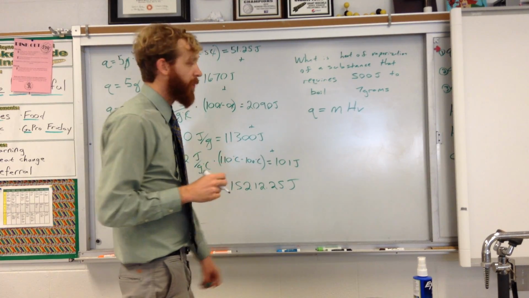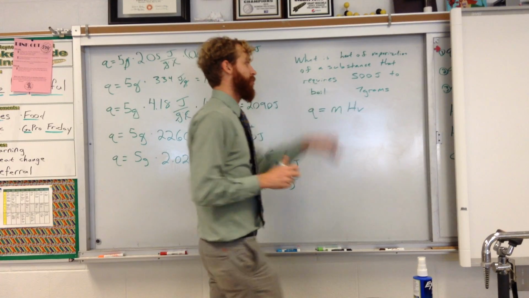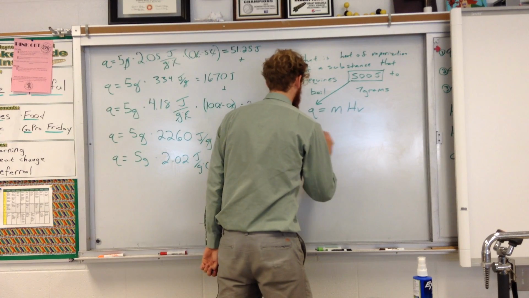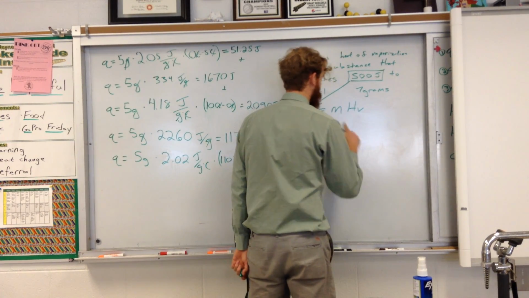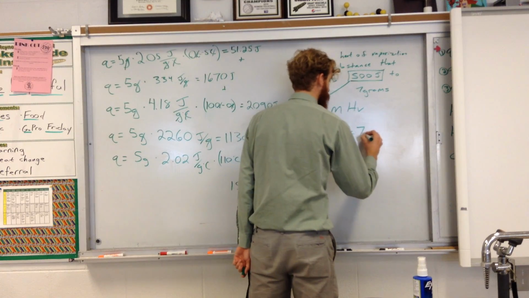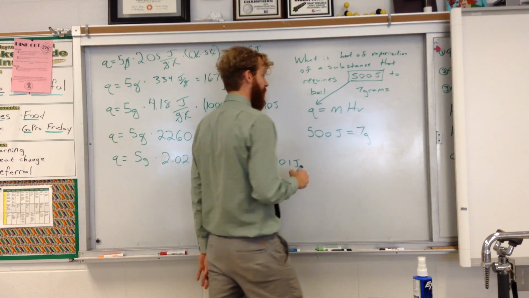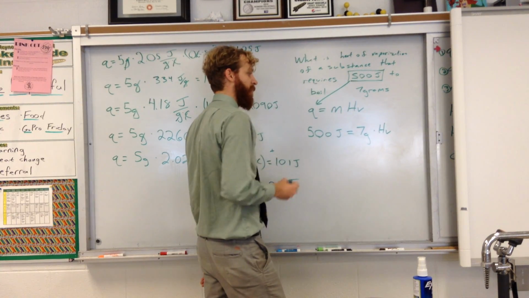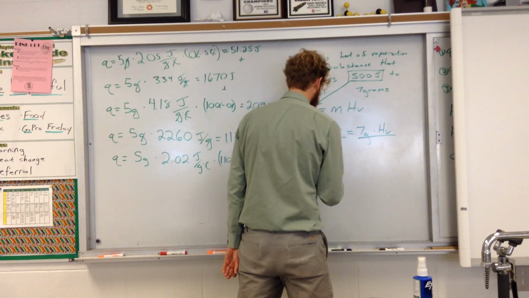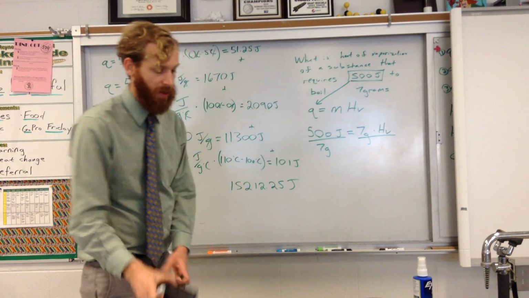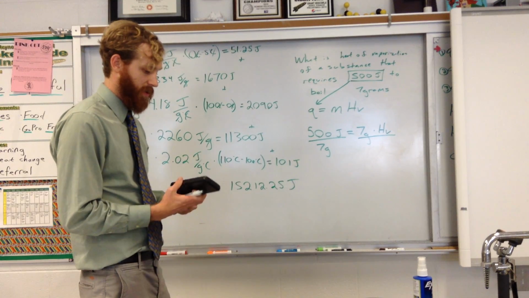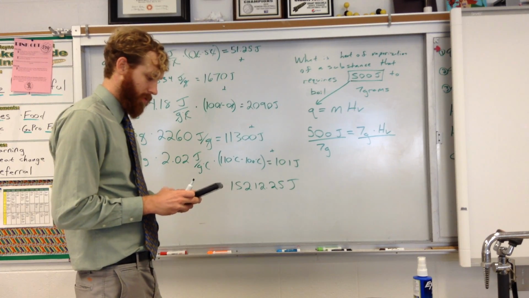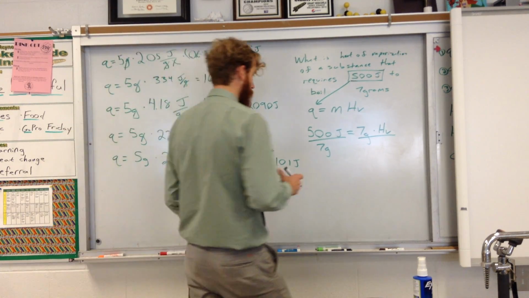So now we can plug it in. 500 joules is going to be our Q, our energy. So we'll have 500 joules equals our mass, 7 grams, times our heat of vaporization. We don't know what that is. That's what we're trying to figure out. So it's like solving for x. Divide both sides by 7. Plug it into your calculator. You'll get 70 point something, 71.4.